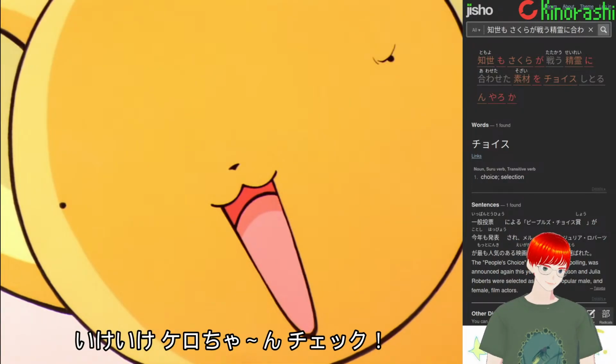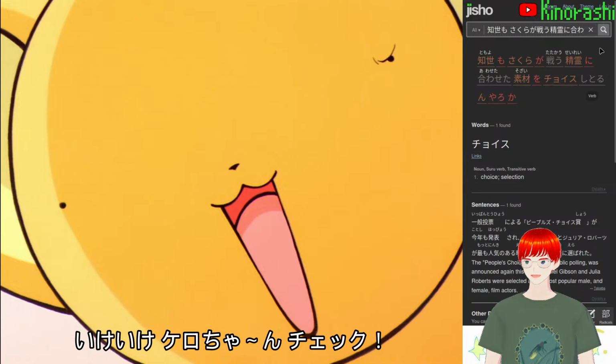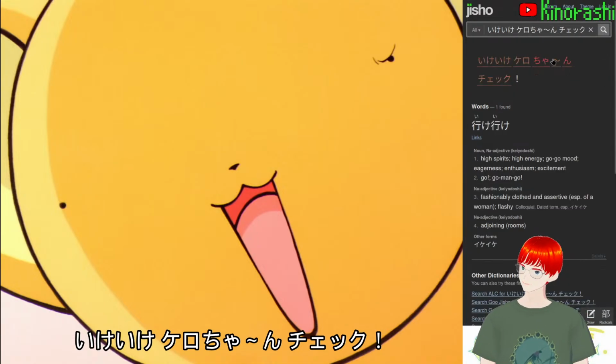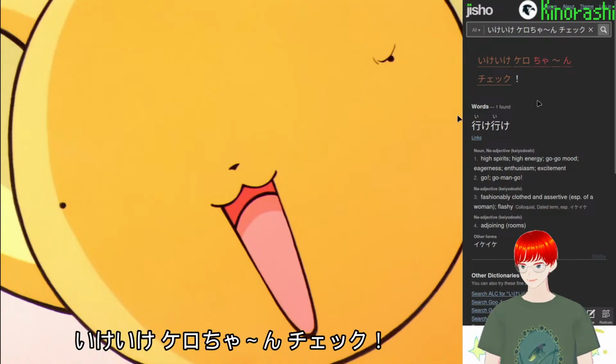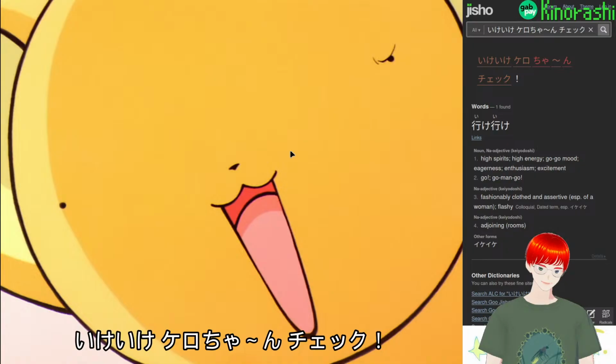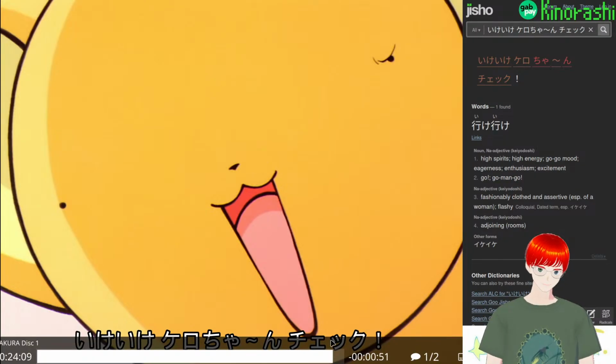Ike, Kero-chan check. Go, Kero-chan check. I believe that's how that should be interpreted. Ike. Let's see, a go mood, high energy, high spirits. Essentially the same reason you'd say go in English. So ike, Kero-chan check. So go, Kero-chan check.